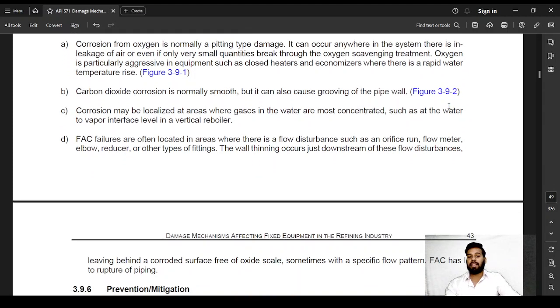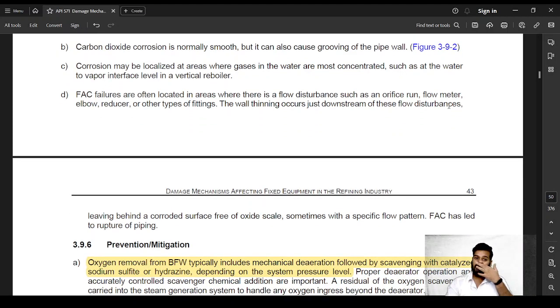Corrosion may be localized at the area where the gases in the water are most concentrated, such as the water to vapor interface level in the vertical reboiler. Flow accelerated failures are often located in the areas where a flow disturbance such as an orifice run, flow meter, elbows, reducers and other types of fittings are installed.